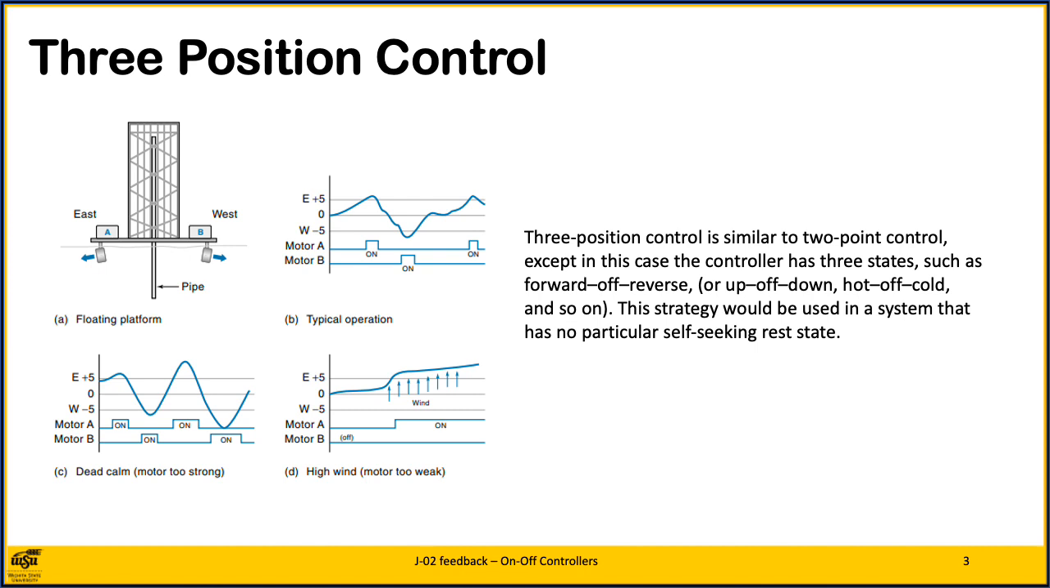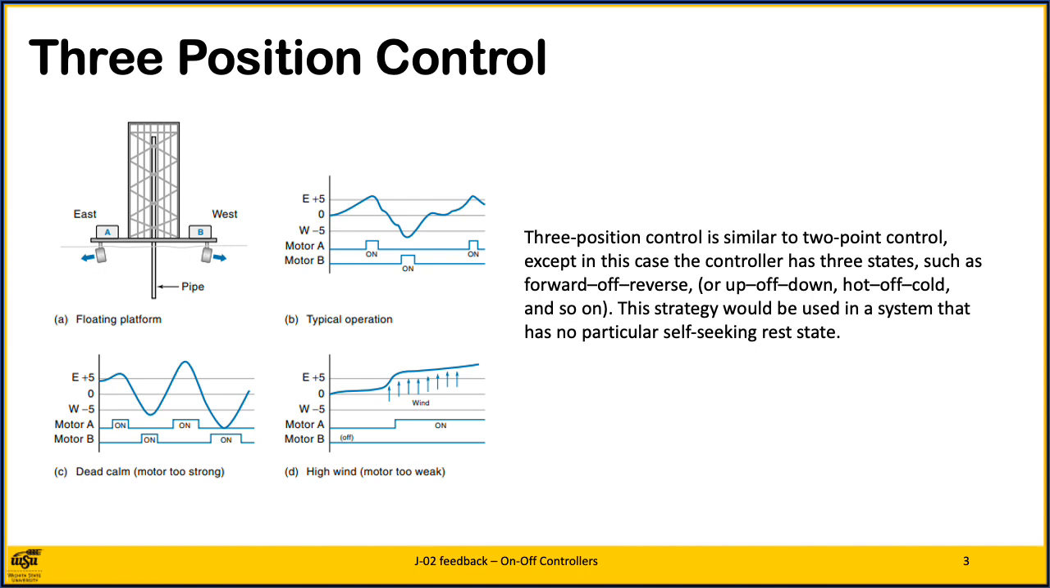Notice that the control variable, the platform position, will tend to oscillate back and forth across the center because the motor size selected was based on worst-case conditions, strong winds. In calm weather, a brief on period of motor A may give the platform enough momentum to drift completely across the dead zone, only to be pushed back by motor B. In fact, if the system is not designed properly, the back and forth oscillations would get bigger and bigger, in which case the system has gone unstable, which is shown in figure C.